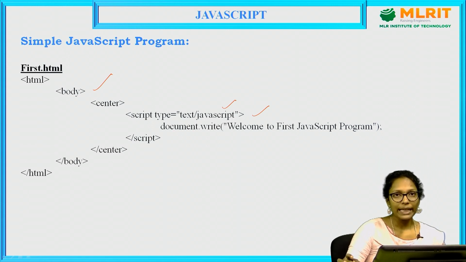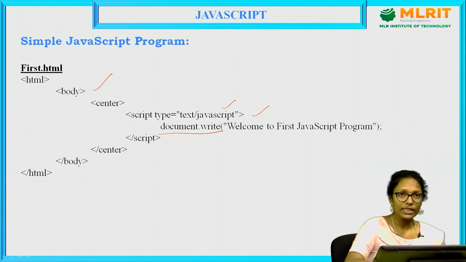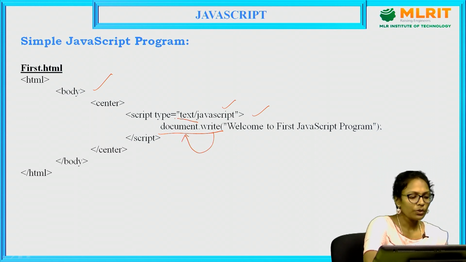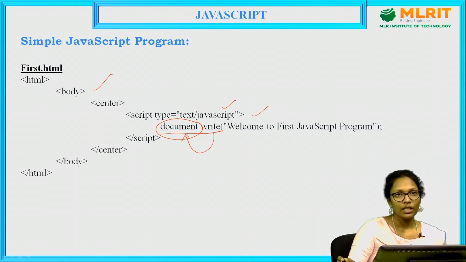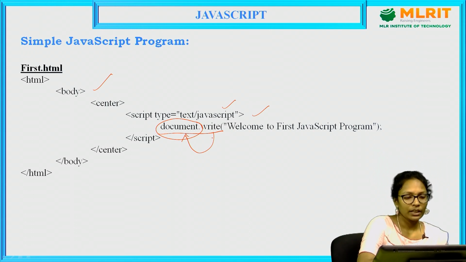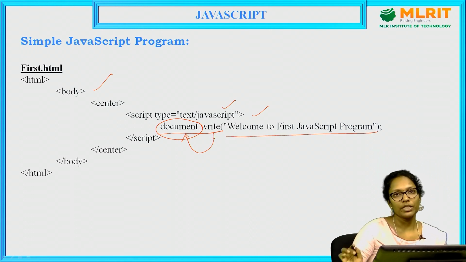So to print anything on the HTML window, you are using the method write, W-R-I-T-E, write method. So where you're writing this method, or where you're writing this content, on the document. So here document is an object. So this object refers to your HTML document. So whatever HTML document you are developing, on that document you're writing. What you're writing? This is the message you're writing.